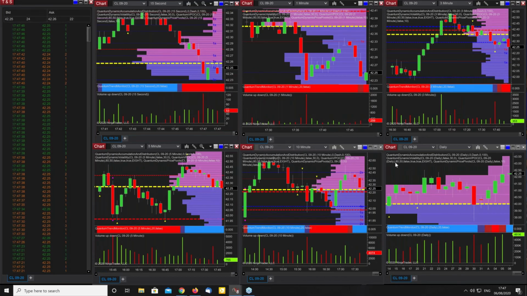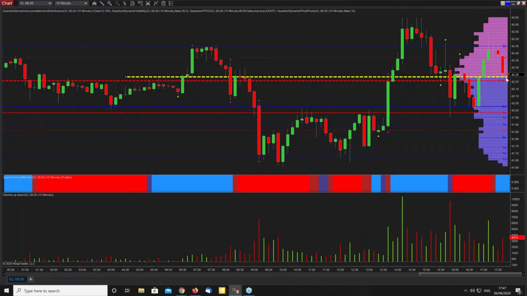That's where the VPOC is on 5-minute. Where is it on 10-minute? Well, it's in pretty much the same place. It's just coming down to test it there. And of course, you'd also be looking at this in terms of the candles that were formed.